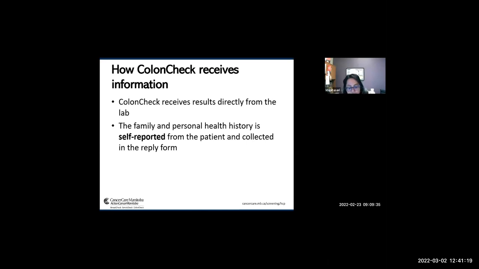So how does ColonCheck receive their information? ColonCheck receives results directly from the lab, and also the family and personal health history is self-reported from the patient and collected in the reply form. Next slide, please.